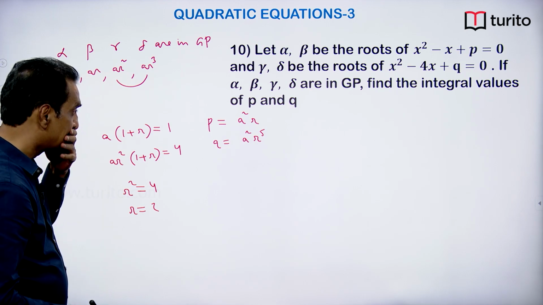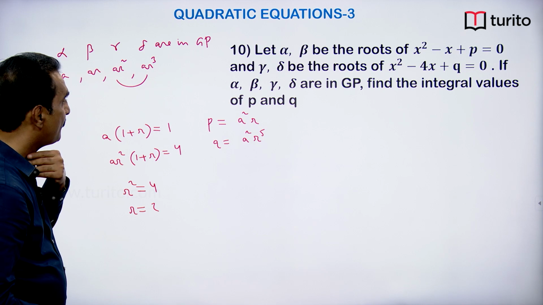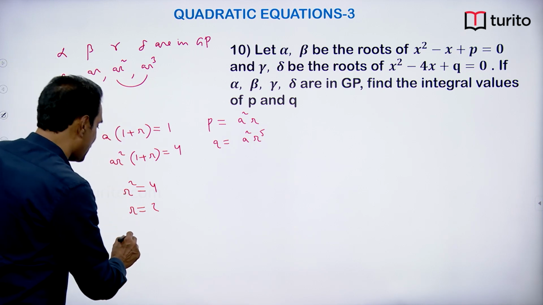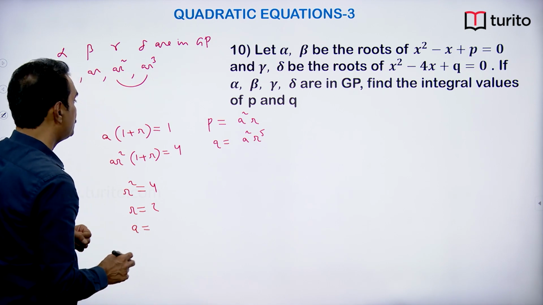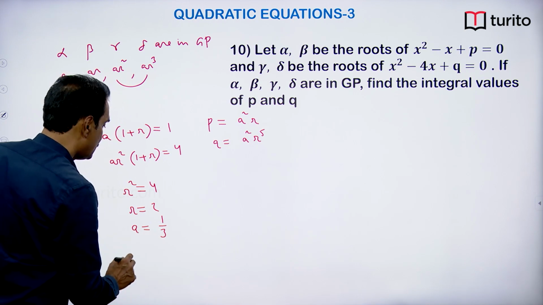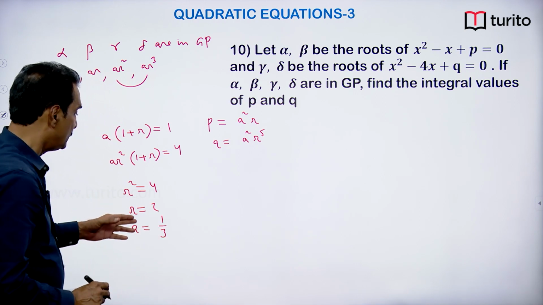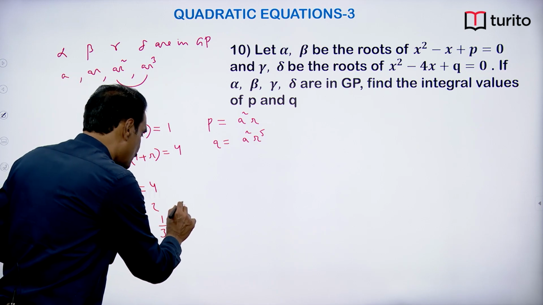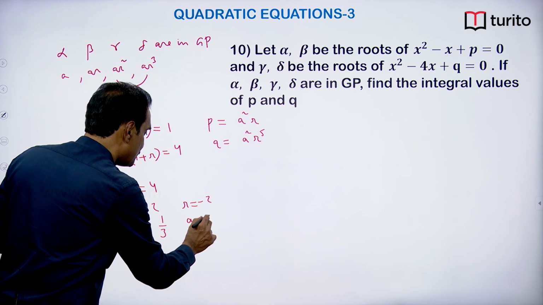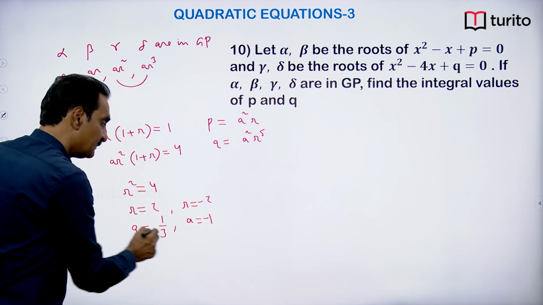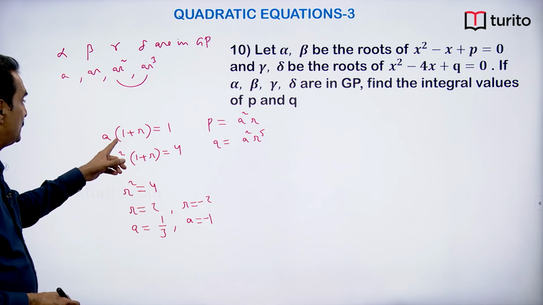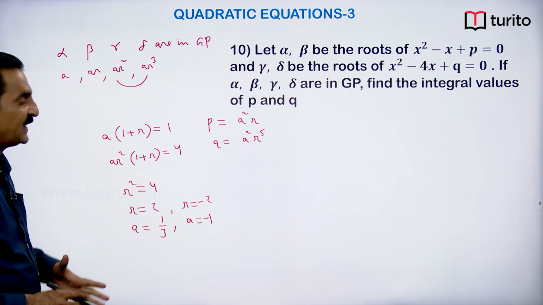Now, after getting R, what we will do? Substituting here, you will get A is equal to 1 by 3. If you take R is equal to minus 2, you are getting A is equal to minus 1. Okay, R is equal to plus or minus 2. Now, for R is equal to minus 2, A is equal to minus 1.